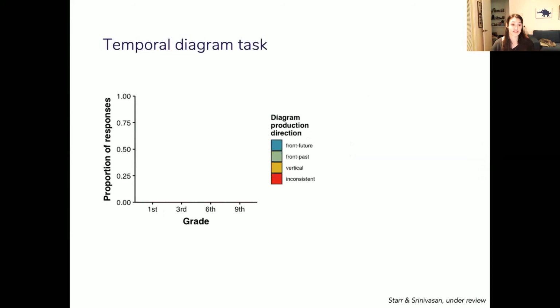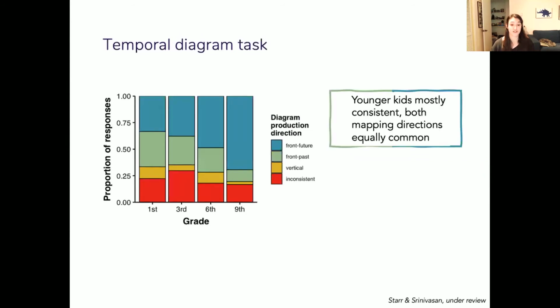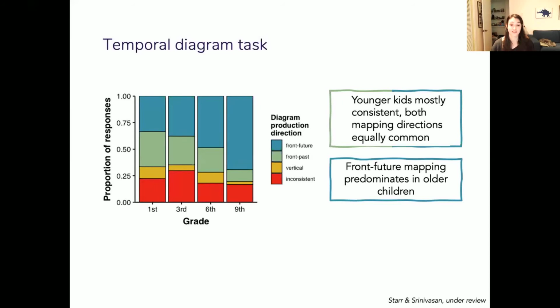Next, looking at children's temporal diagram tasks, so where they're mapping the future. We see that in the 1st grade, children are actually mostly consistent in their responding. So children in the 1st grade and the 3rd grade are not responding at chance. They are internally consistent, but they are equally likely to map the future to the front or the future to the past. But again, with age, we see that this front future mapping, so the conventional mapping direction, is becoming more common. So by 9th grade, the majority of the children are making front future mappings.